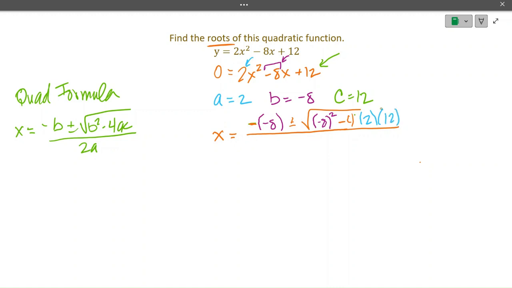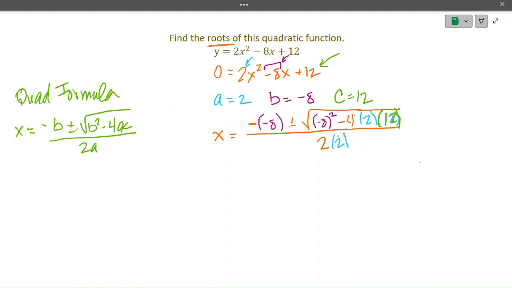Okay. My color coding is not going so well because my pens are not switching super clearly when I click on the color. So sorry, this is getting a little slower than I'd like. Divided by 2 and then a, which is 2. Okay, so you can see where I've plugged everything in.